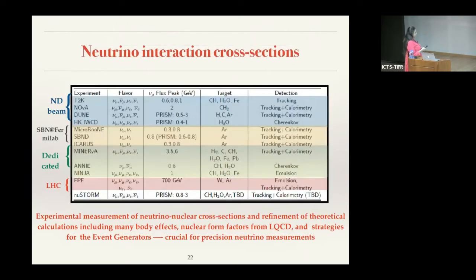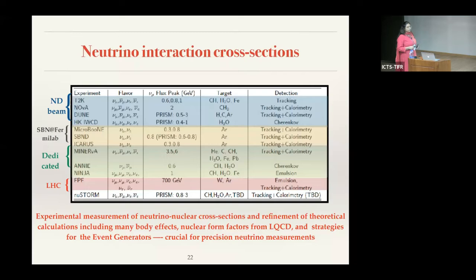Which brings me to the neutrino interaction cross-section experiments. This is a summary of many of the experiments. The near detectors of these beam experiments can help in this. There is also the short baseline neutrino experiment at Fermilab. I will talk a little bit about it during the sterile neutrino search, but this can also determine it. Then there are dedicated experiments like MINERvA, ANNIE, NINJA, and at the LHC, the high luminosity LHC, the forward physics facility has the ability to determine the neutrino cross sections at very high energy. I will talk about that a little bit.